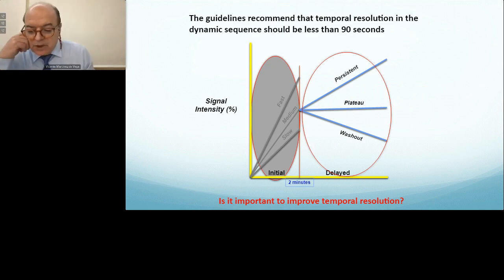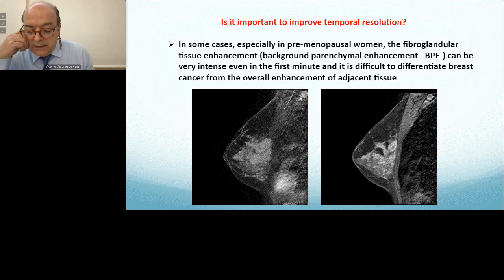The conventional dynamic MRI and BI-RADS assessment focuses on the late phase of enhancement, which is easier to quantify. With conventional sequences, the early phase information is obscure. Important kinetic information in the early phase is occult. The question is if it is important to improve temporal resolution.